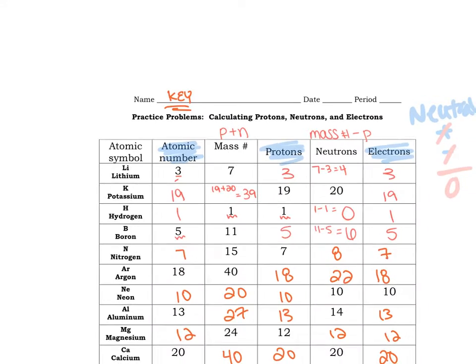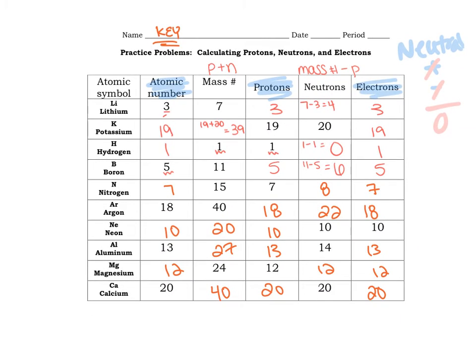Now you're going to continue that same process for the bottom. So if you look at nitrogen again, atomic number 7, because my protons is 7, electrons are also 7. You can solve for neutrons by taking mass minus protons. So double check those last final ones there at the bottom before we move on.